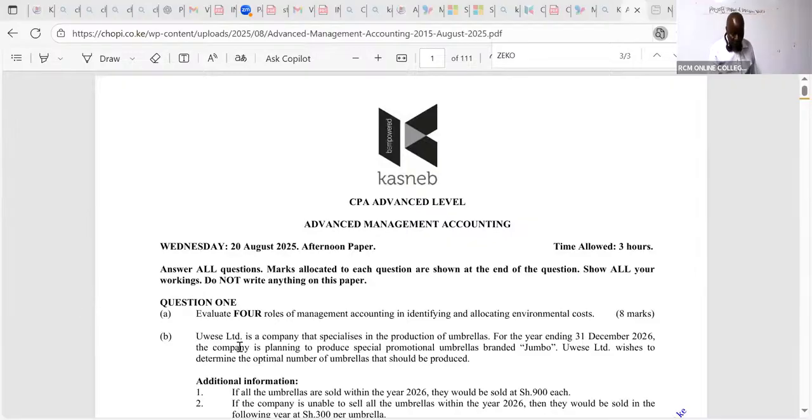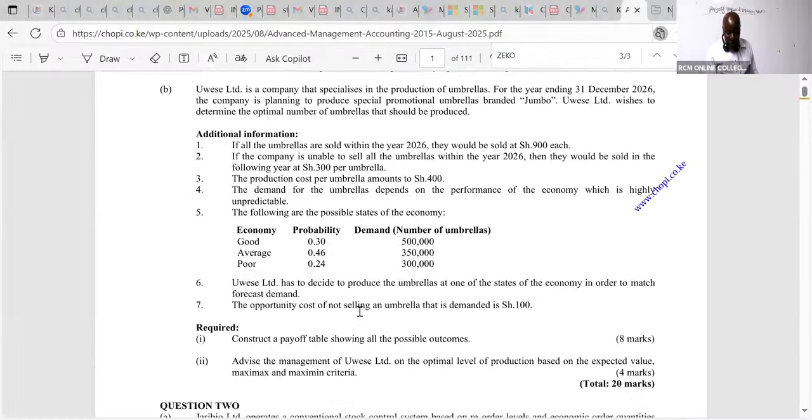So then here we are. August 2025, question number 1. Have you gotten the question already? This was a very easy question. Those guys who are discussing about LM, focus here. Let's focus on this first. LM is at 8 p.m. It's far away. So you start by reading the requirement: construct a payoff table showing all the possible outcomes.